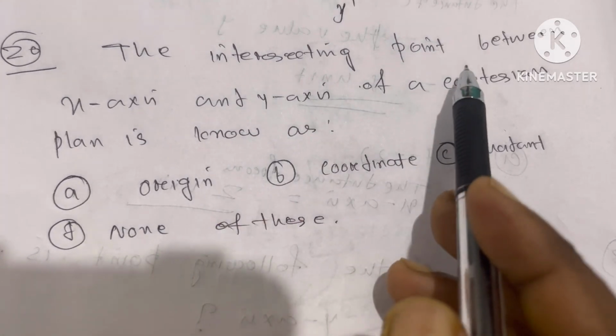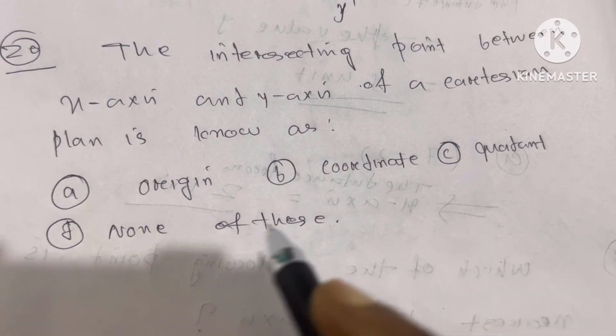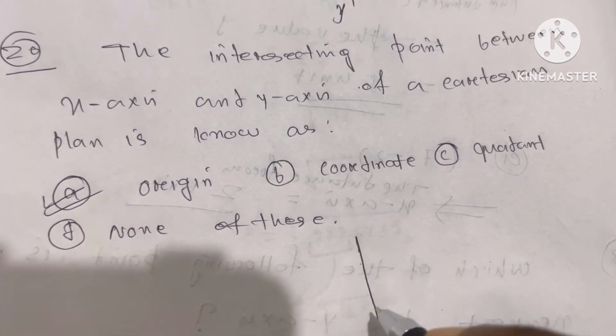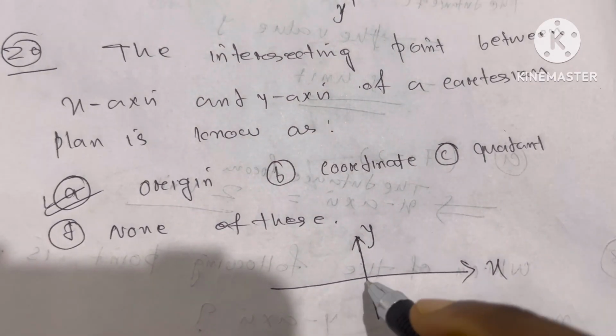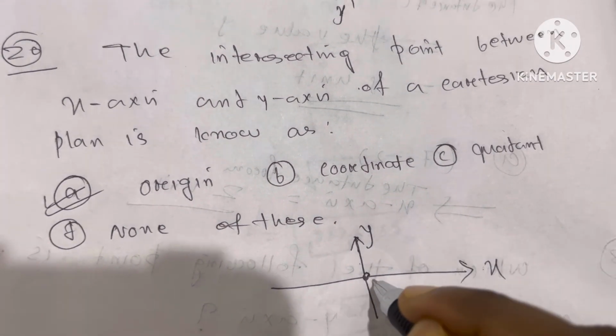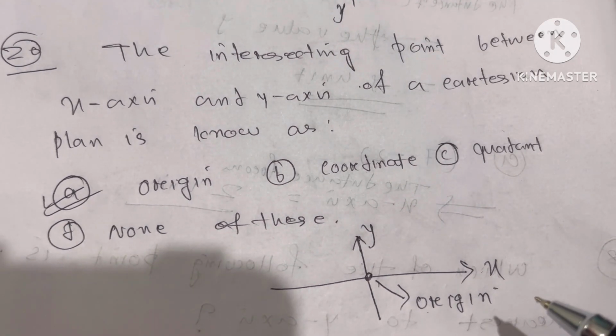Question number 20. The intersecting point between the x-axis and y-axis of a Cartesian plane is known as the origin, because this is the x line and this is the y line. They always intersect at their 0, meaning origin. So this is known as origin. Okay, very simple.